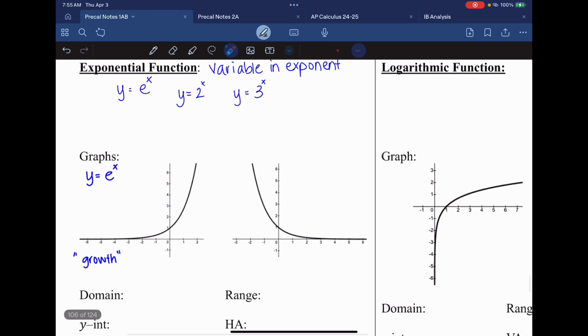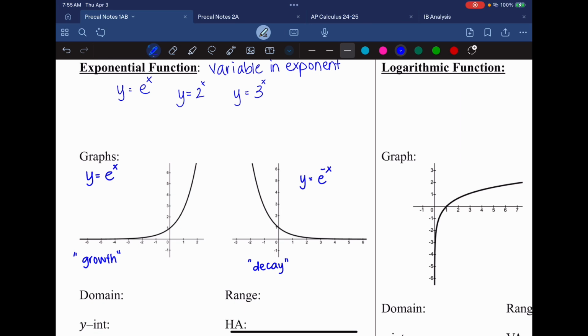The other version of this graph that I have is what we call exponential decay. And there's a couple of different ways to vary your equation to get the graph to do this. It is a reflection over the y-axis. So we can do something as simple as making the exponent negative.